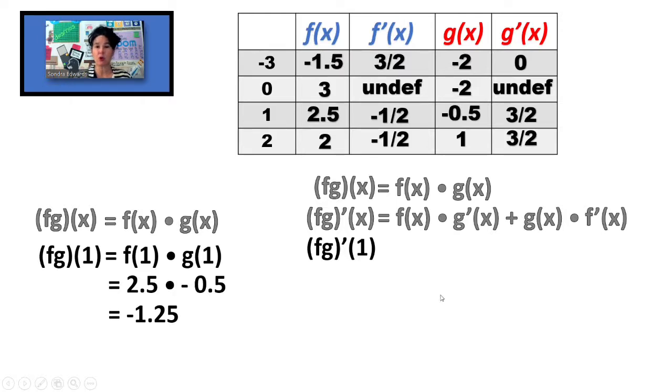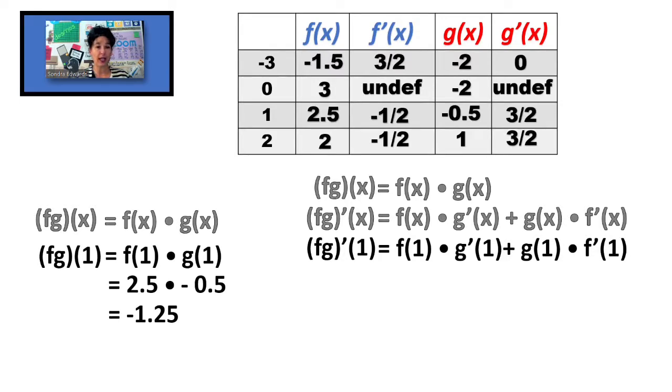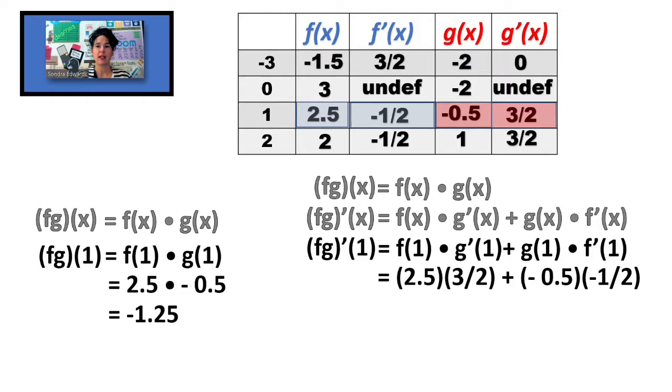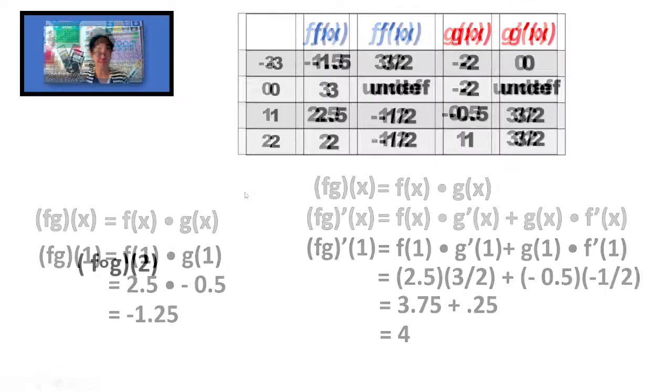Okay, now let's substitute 1. We already evaluated from the graph the heights of f and g at 1 and the slope of the tangents of f and g at 1. So looking in the table there for answers, replace them, do some simplifying. 2.5 times 1.5 is 3.75. -0.5 times -0.5 is positive 0.25. Combine, and I end up getting 4.